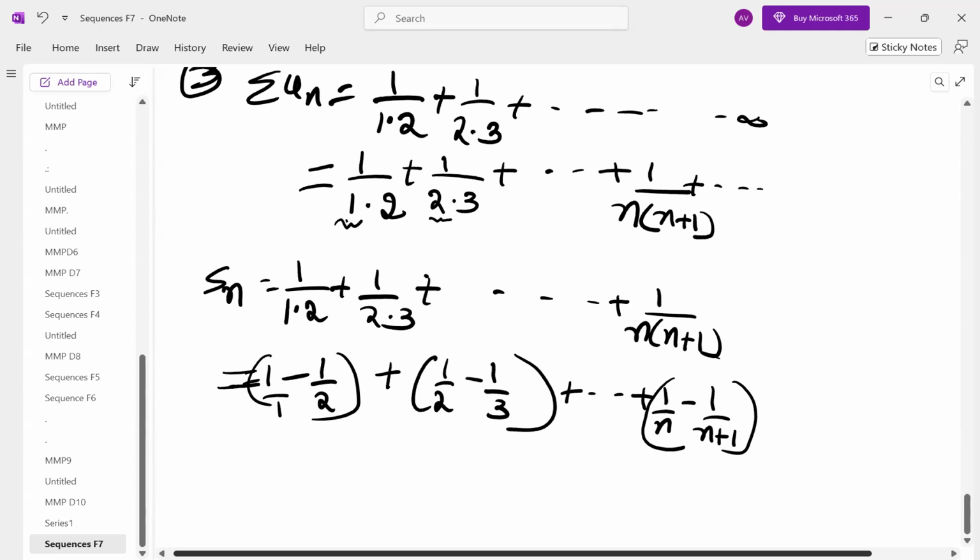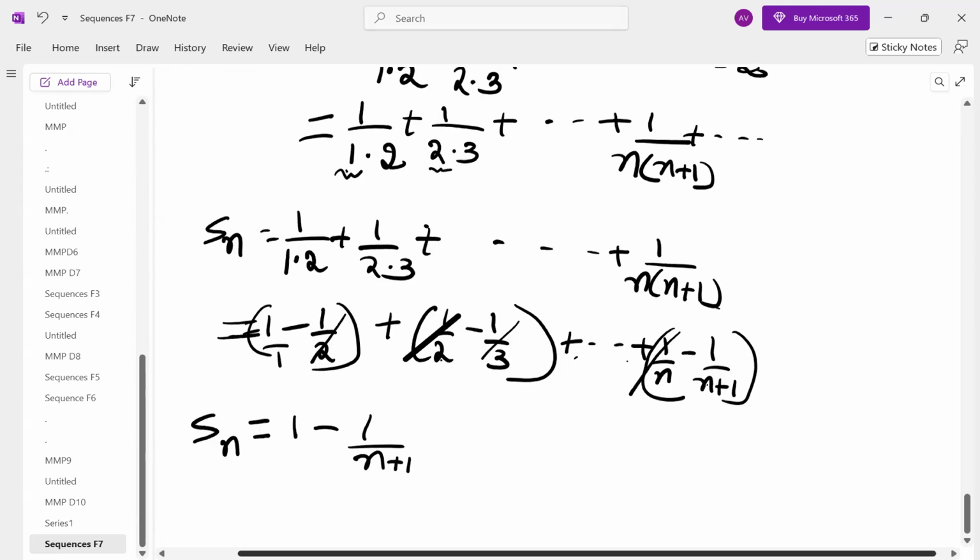Now, when you observe what Sn is, our observation is that the second term is cancelling with the next term's first term. So all the second terms are cancelling with the next term, and this first term is cancelling with the previous term. So this 1 by n will cancel with the previous one. What will be the previous one? 1 by n minus 1 minus 1 by n. So in this, the second term is cancelling with the previous first term, and this is cancelling with the next one. For this last term, there is no next term to cancel. So what remains is this.